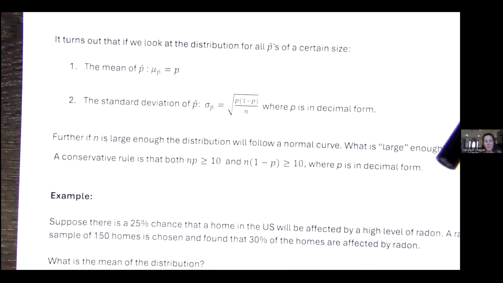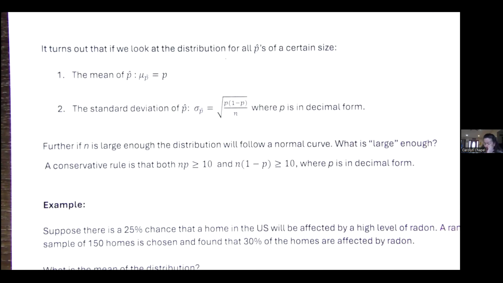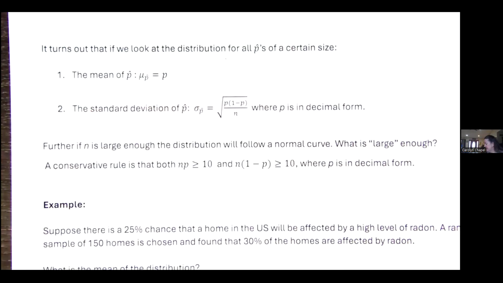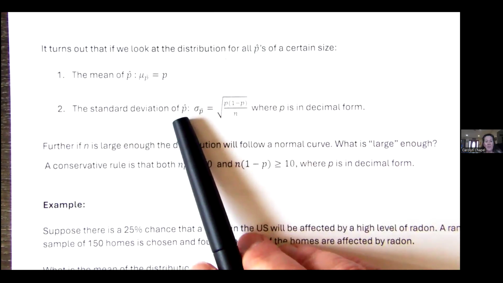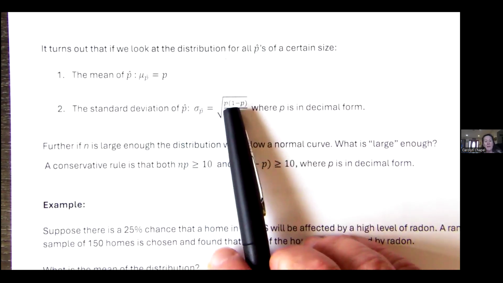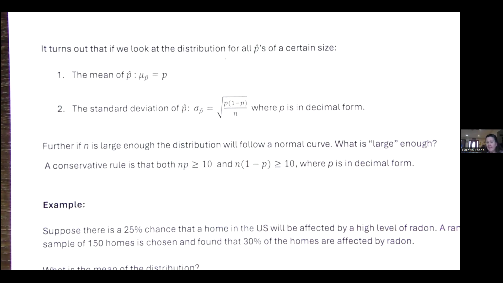It turns out, and I do not go through where or why or how, that if you take other statistical courses that go into the theory behind all of this, that's where you can learn why the mean of P hat is actually P, and that the standard error or standard deviation of this P hat is the square root of P times 1 minus P, all over n. Remember that n stands for our sample size and P is our population proportion in decimal form.